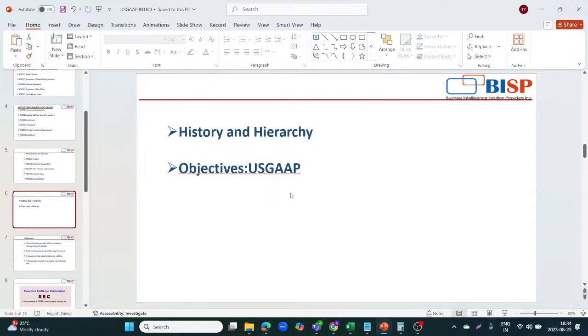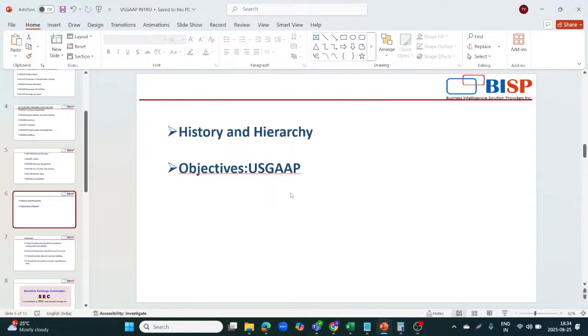So US GAAP covers topics such as mark to market, revenue recognition, outstanding share measurements, balance sheet, P&L. We have seen the various accounting standards. These are only the US GAAP topics that we need to cover. So this is your history and hierarchy. Now under your objectives of US GAAP, US GAAP is designed to serve external decision makers, that is creditors and potential investors.